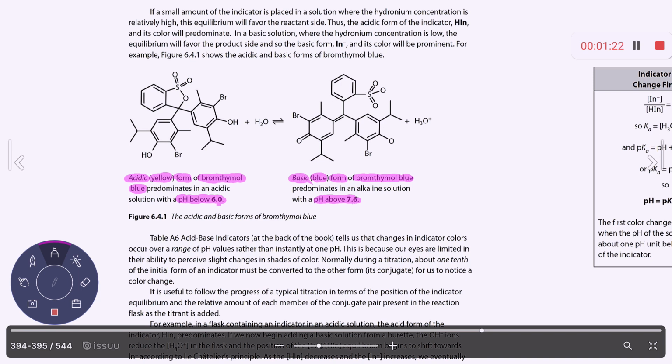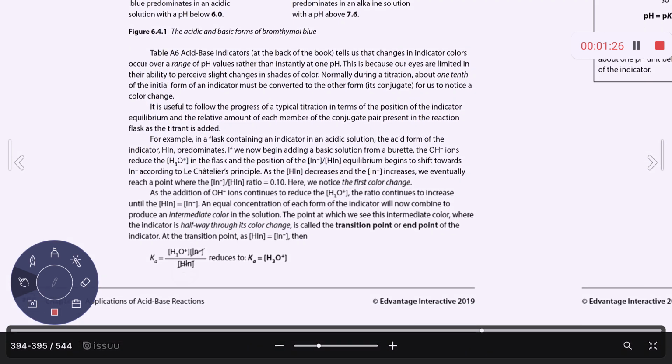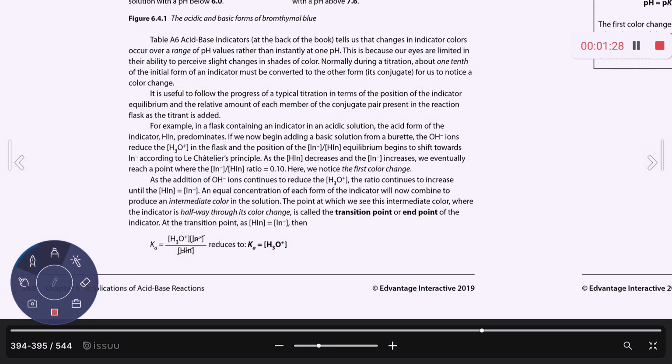And at the transition point, which is also known as the end point, the indicator will be halfway through its color change. So at the transition point, the concentration of the acidic form equals the concentration of the basic form. And in this case, the Ka will be equal to the hydronium ion concentration. Take a look at the next page.